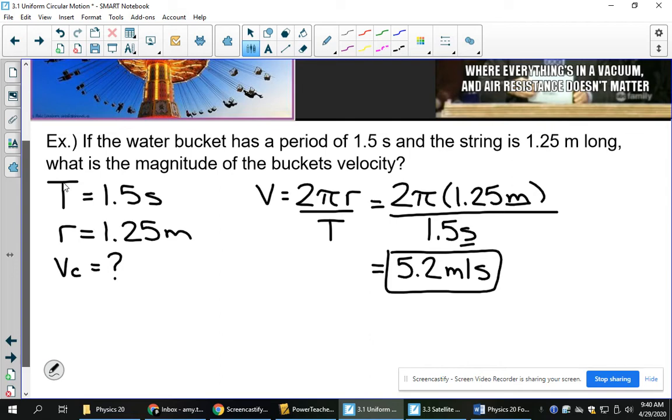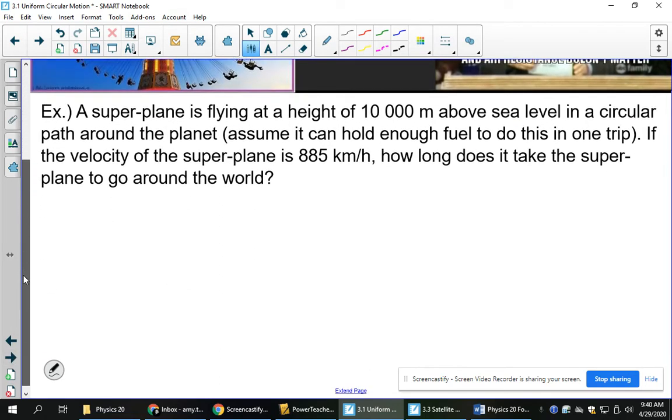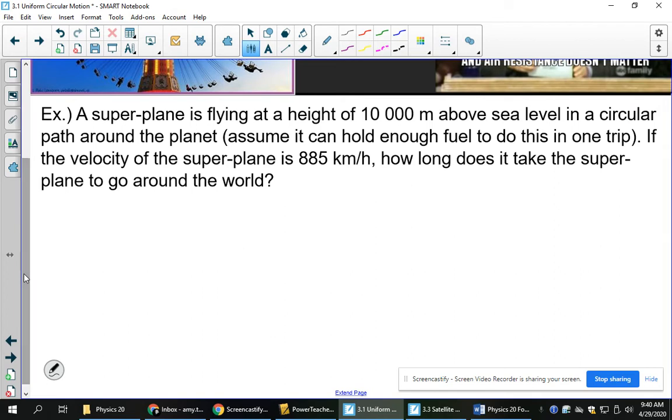Let's try another one. A superplane is flying at a height of 10,000 meters above sea level in a circular path around the planet. Assume it can hold enough fuel to do this in one trip. If the velocity of the superplane is 885 kilometers per hour, how long does it take the superplane to go around the world? So this one takes a little bit of work.